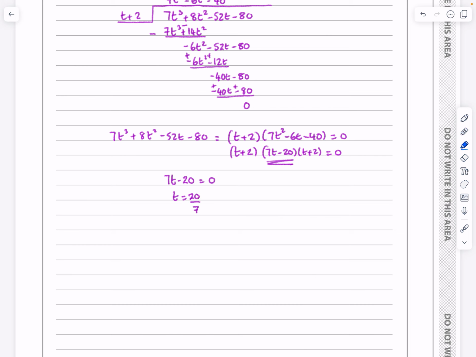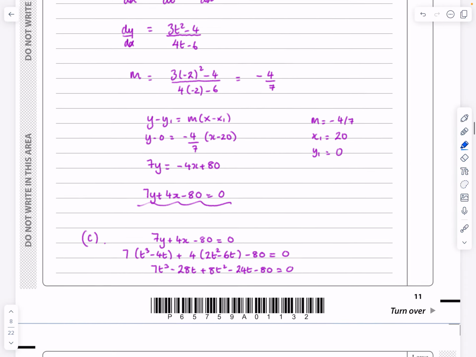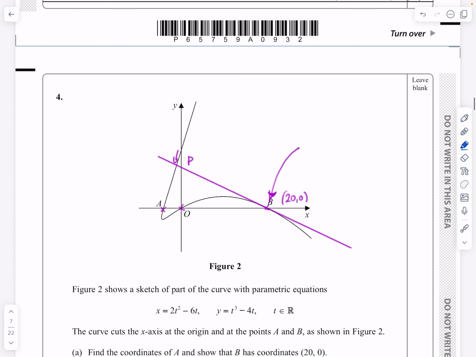How did I do this bit so quickly? Well, actually, I really did it slowly. At this point, when I said t equals minus 2 means t plus 2 is a factor, we actually knew all the way back there not only that it was a factor, it was a repeated factor. There were two values for t equals minus 2.